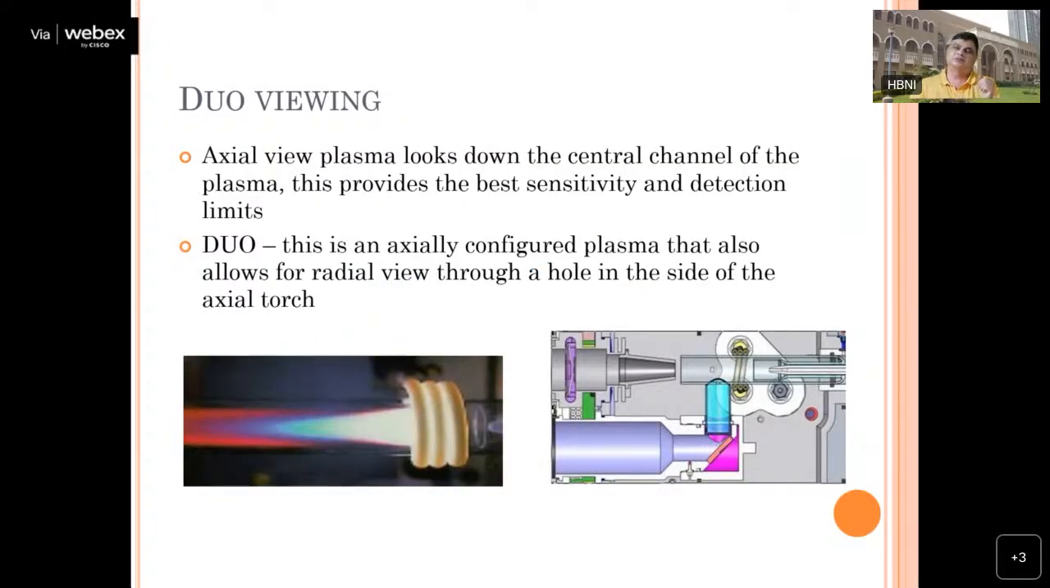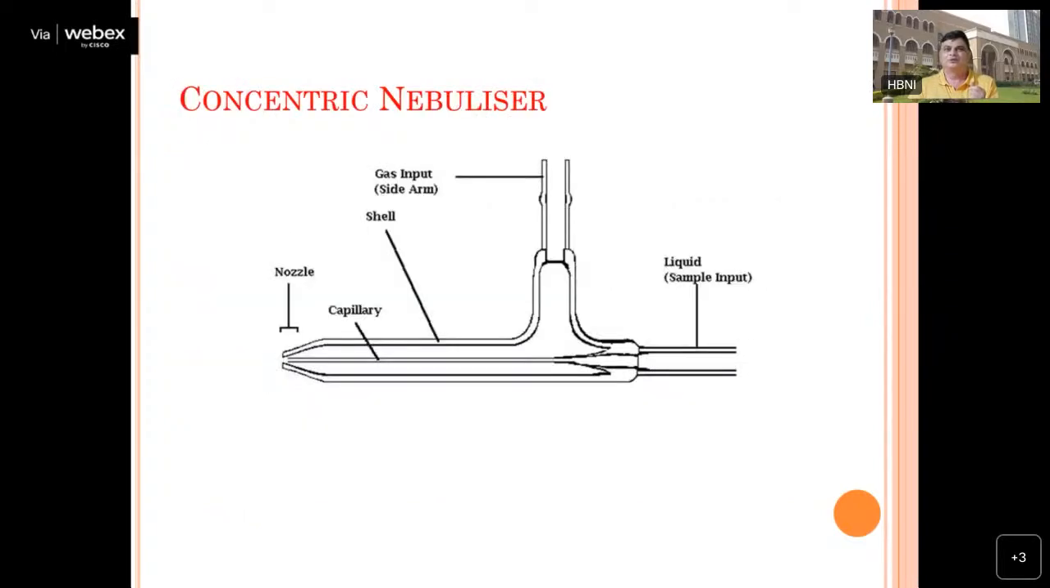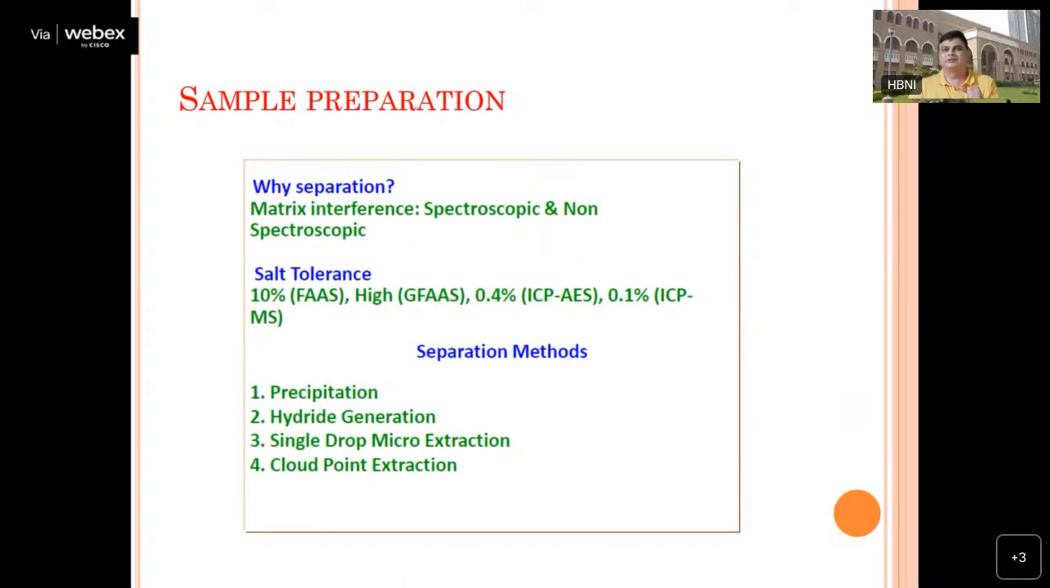But nowadays, systems are coming where it is possible to view both the radial and the axial views, and the provision has been provided that you can do the analysis using either the radial view or the axial view. That we call dual view. These are the concentric rings; basically, three concentric rings are there.